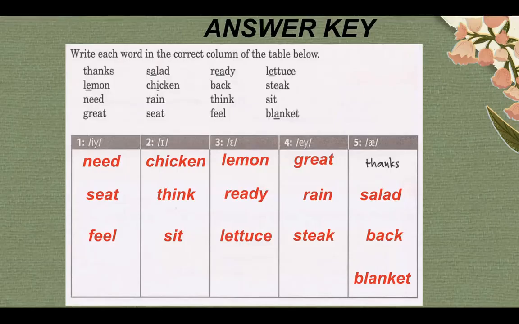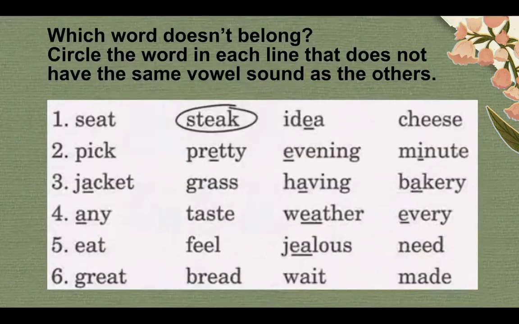Okay, number 4, we have the diphthong A. So we have the words rain, steak. And the last one we have column A. So we have thanks, salad, back, blanket. Okay, so that's all about exercise 1. And let's move on to exercise 2.